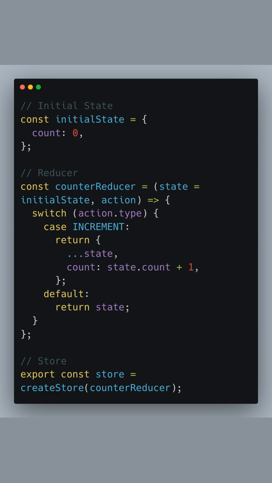Moving on to the initial state of our app, we define initialState with a count property set to 0. This is the state our app will start with. After that, we define the counter reducer. A reducer is a function that takes the current state and an action and then returns a new state. Here, we're saying if we receive the increment action, we'll return a new state object with the count increased by 1. Finally, we create our Redux store by calling createStore and passing in our counter reducer.